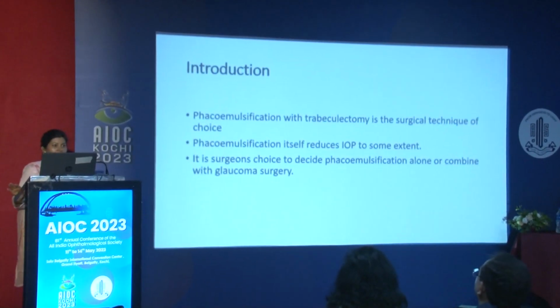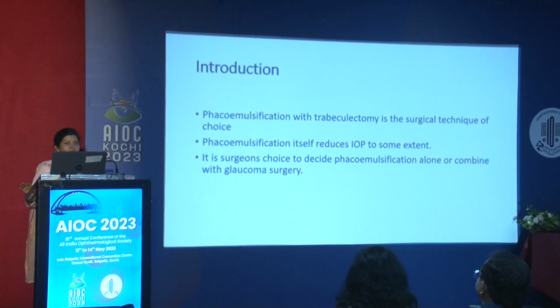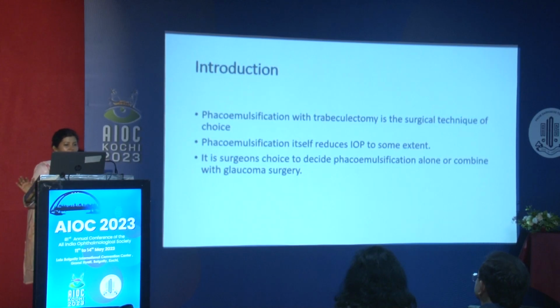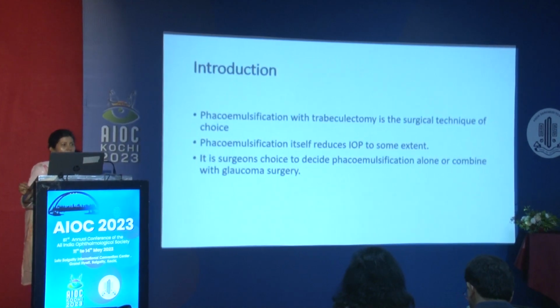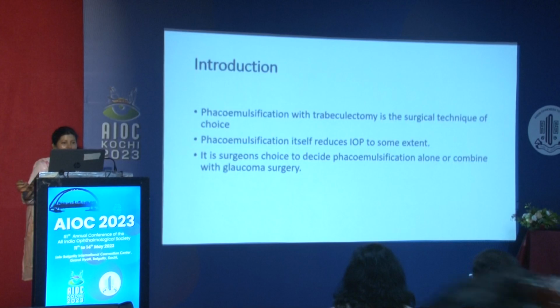We know that trabeculectomy does well among glaucoma surgeries. Cataract also does well; we have excellent results with phacoemulsification. Combining phaco with trabeculectomy becomes an obvious surgical choice for coexisting cataract with glaucoma.